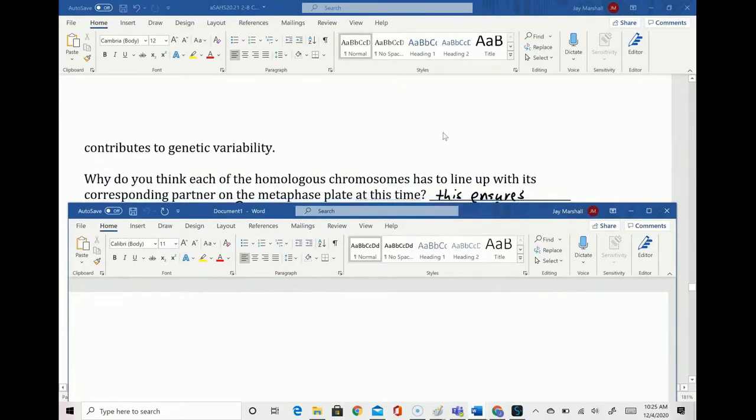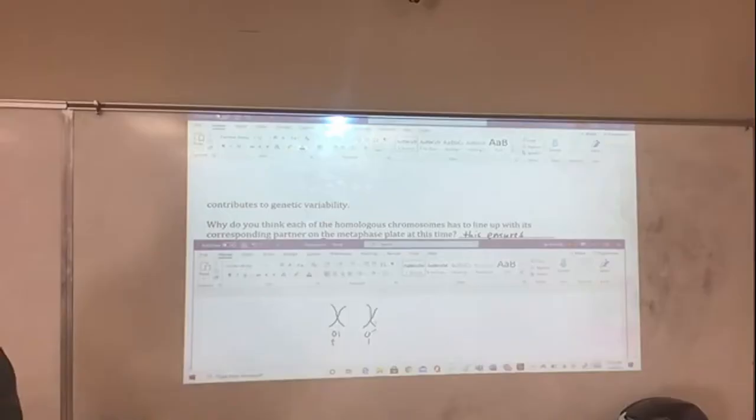Okay, why do you think each of the homologous chromosomes has to line up with its corresponding partner on the metaphase plate at metaphase? Why does chromosome 1 from mom and chromosome 1 from dad have to line up on the metaphase plate together at this time?